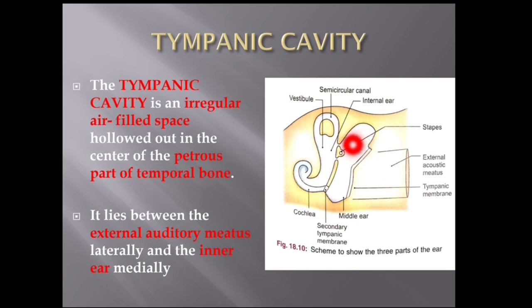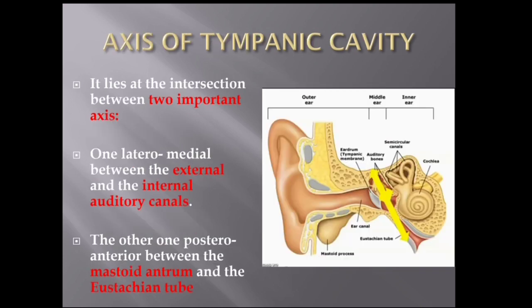Tympanic cavity, an irregular air-filled space in the center of the petrous part of temporal bone, lies between external auditory meatus laterally and inner ear medially. Axis of tympanic cavity lies at the intersection between two important axes: one lateromedial between external and internal auditory canals, and the other posteroanterior between mastoid antrum and eustachian tube.